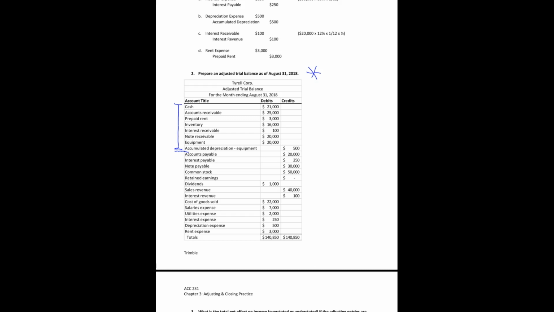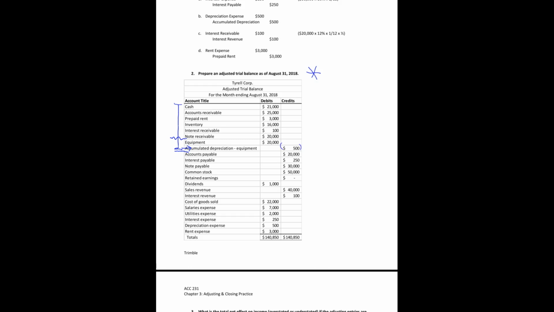Let's break that down further. Which of these accounts are current assets versus non-current or long-term assets? Right, that's going to be that distinction. So our cash, receivables, prepaid, inventory, interest receivable, and note receivable are all short-term or less than a 12-month period. The equipment, on the other hand, has a long-term useful life and therefore will be a long-term asset, and that also includes its contra account or accumulated depreciation, hence its credit balance.